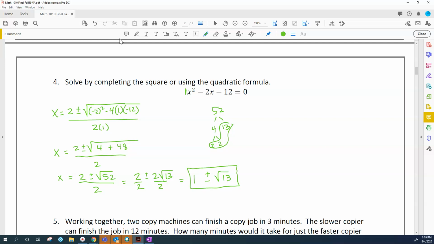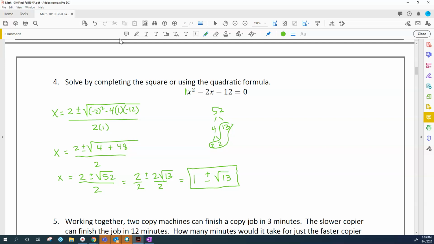I think the part that I get stuck on is knowing when to stop and when not to stop. So I got 2 plus or minus 2 the square root of 13 all over 2. So then I don't know when to stop. So you need to keep going from there.